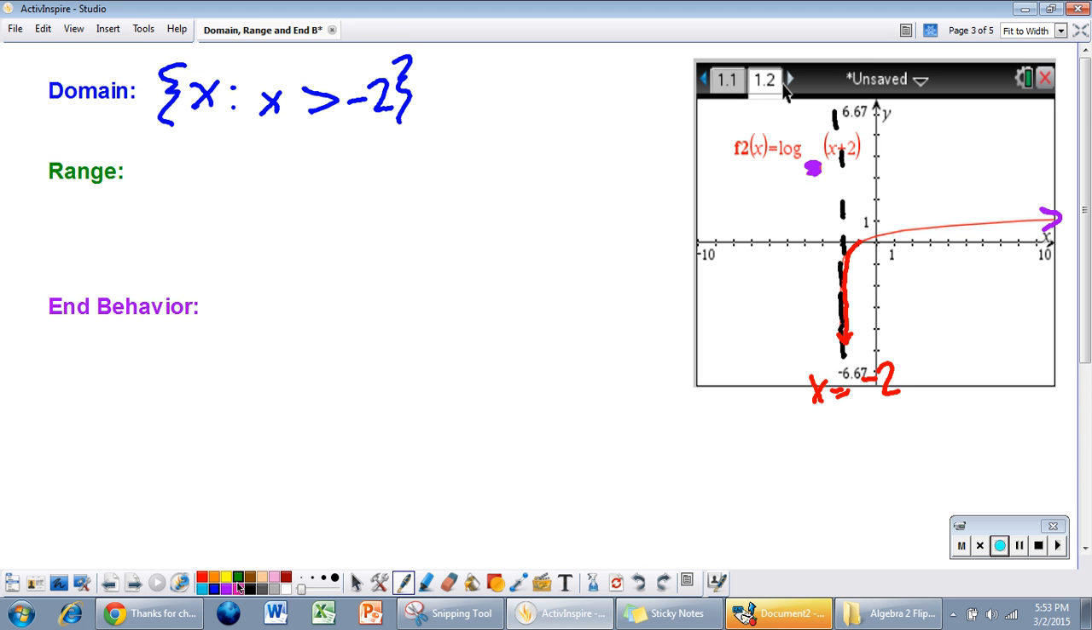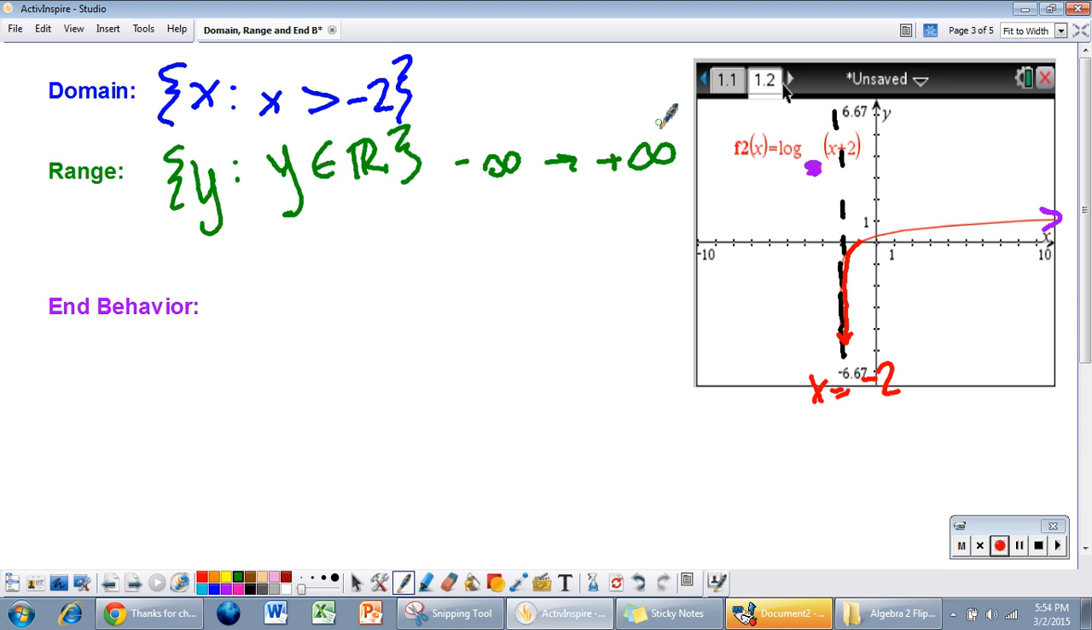So let's talk about the range. Well, don't forget, the range is my y values, and I'm pointing down, and it's going to go forever to -infinity. And as I'm coming up, I know I'm traveling to the right, but am I climbing at all? I am. So we say y such that y is an element of all real numbers. Why? Because it went from -infinity to +infinity.